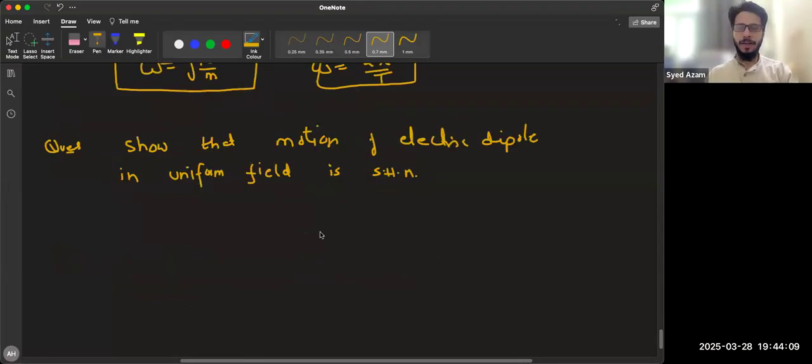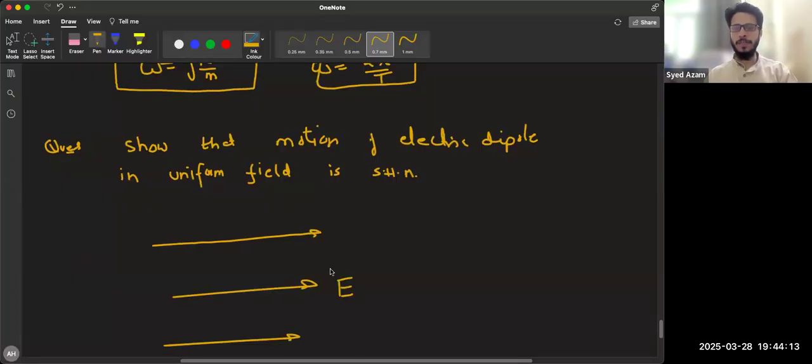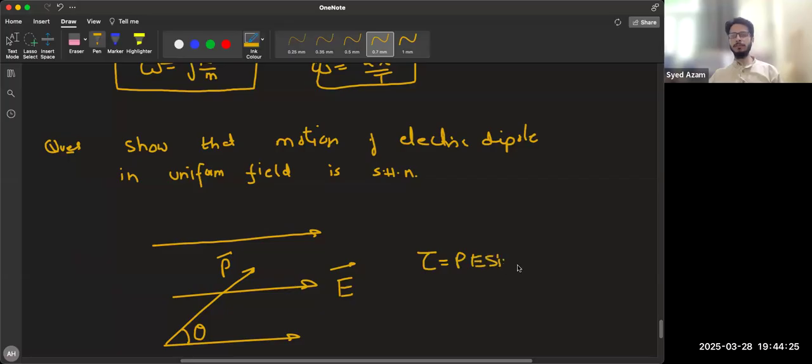So we take a dipole. This is electric field E. Then we place a dipole P at an angle theta to the electric field. Now this electric field exerts a torque on the dipole which is PE sine theta. This torque will try to align the dipole along the direction of field.